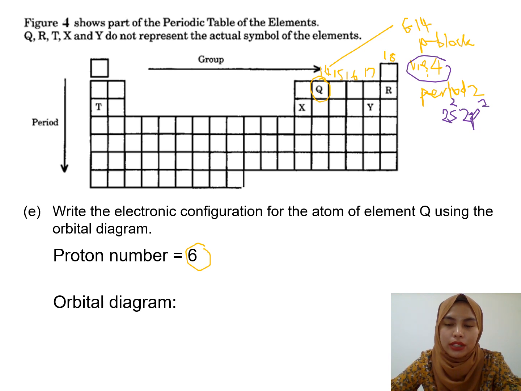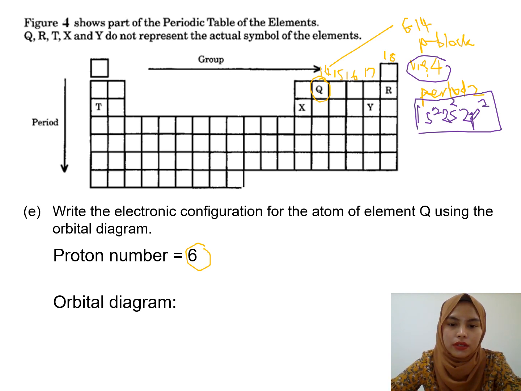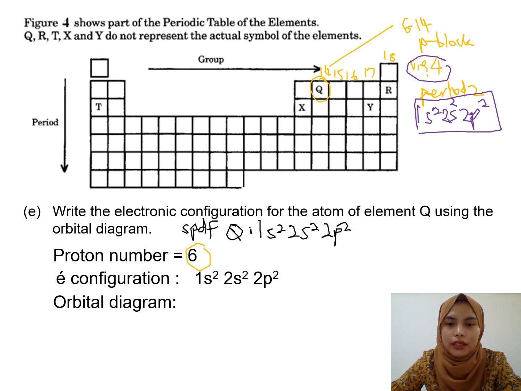So, kalau you lengkapkan mengikut aufbau principle, you kena start isi daripada 1s. So, 1s2, 2s2, 2p2. Ini adalah SPDF notation untuk Q. So, apa-apa pun, build dahulu SPDF notation for Q, which you will get 1s2, 2s2, 2p2. Okay. Alright. So, next, barulah you boleh buat orbital diagram.